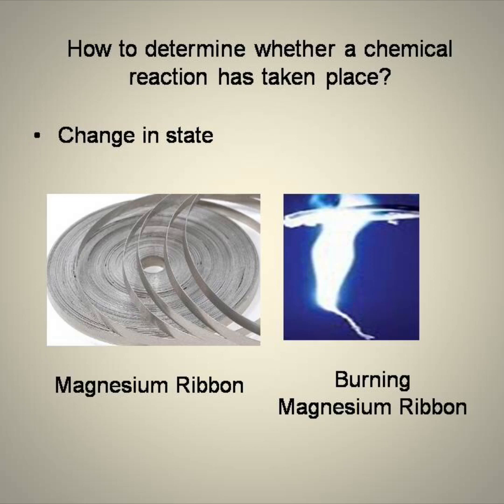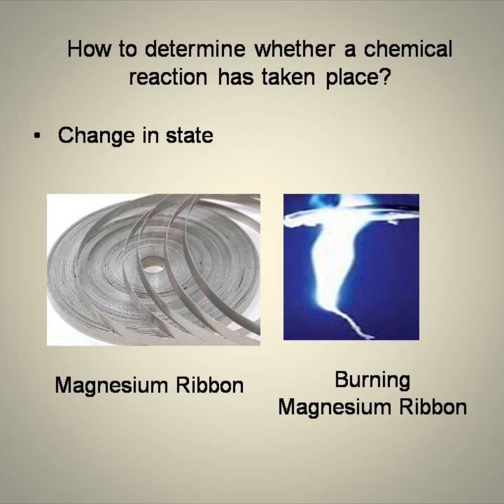Now the next question that comes to the mind is how to determine whether a chemical reaction has taken place. Any one or more of the following factors helps us in determining whether a chemical reaction has taken place or not. But before discussing these four factors, let me introduce you to two new terms related to a chemical reaction. These are reactants and products.